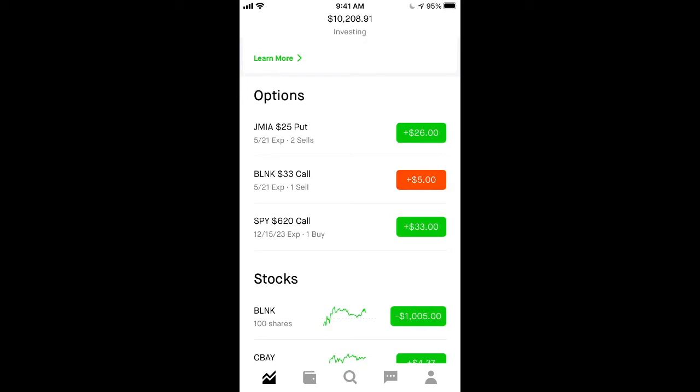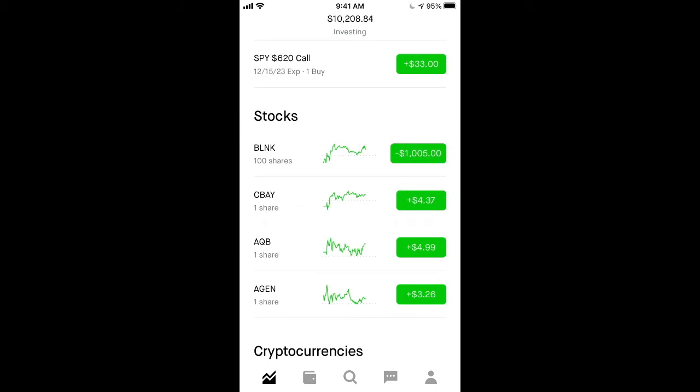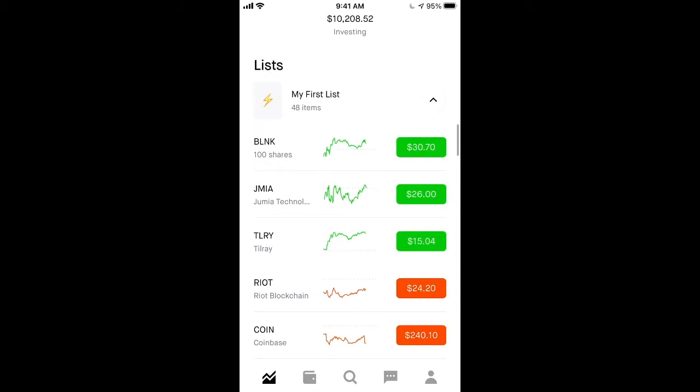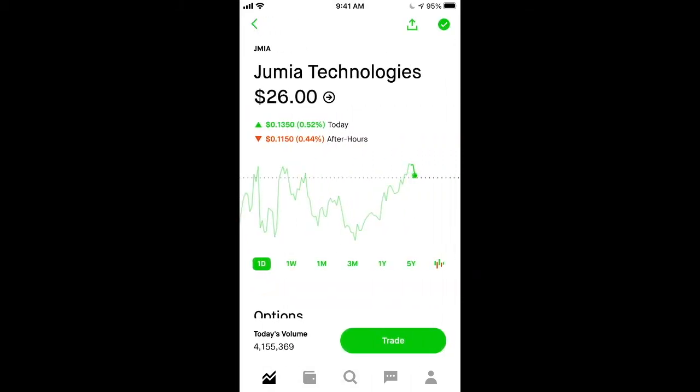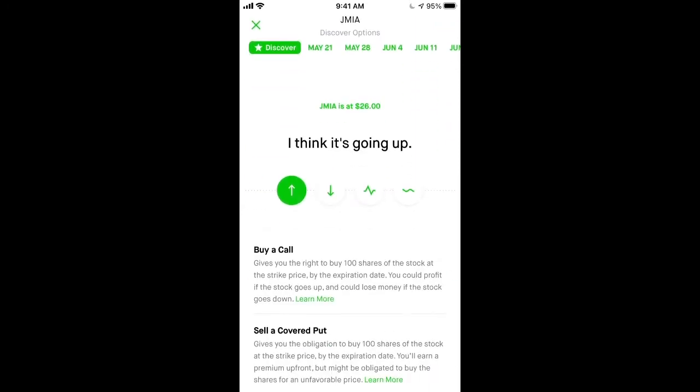All right, so let's take a look at what I want to show you guys today. Let's use a different stock. Let's use Jumia today, right? We're gonna use Jumia because I want to explain to you guys how to use this section of the Robinhood app right here. This section, the part that shows options. I'm gonna show you guys how to use that and what that means.